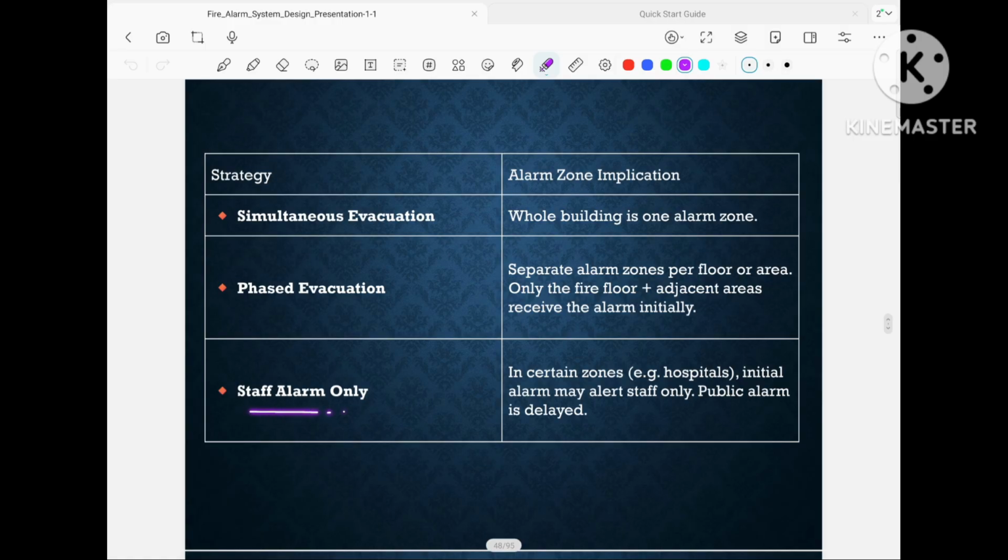The staff alarm zoning is generally used in hospital projects. Why? Suppose in the ICU a fire happens somewhere and the alarm in the ICU activates, then it will be more problematic than the fire.